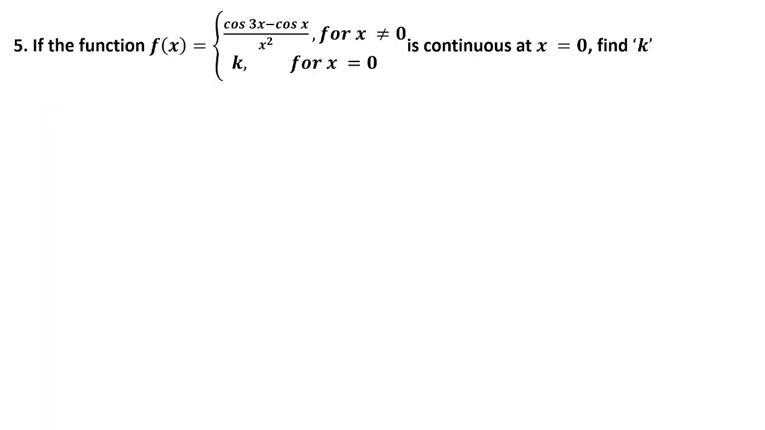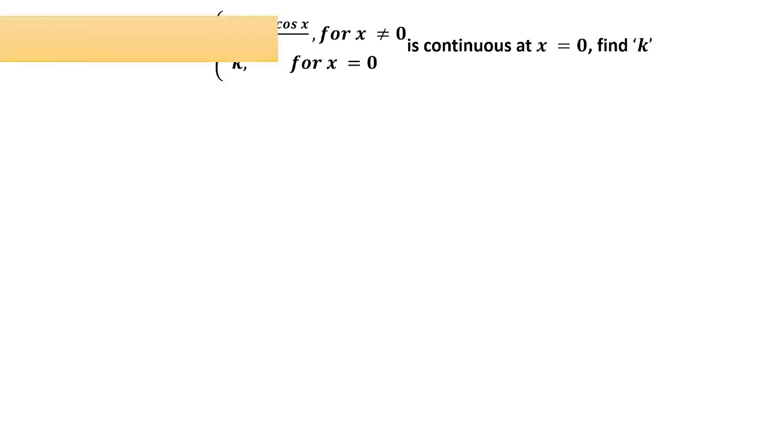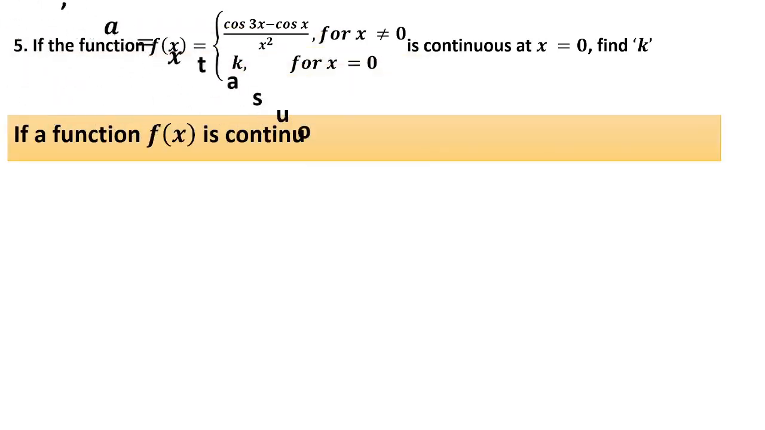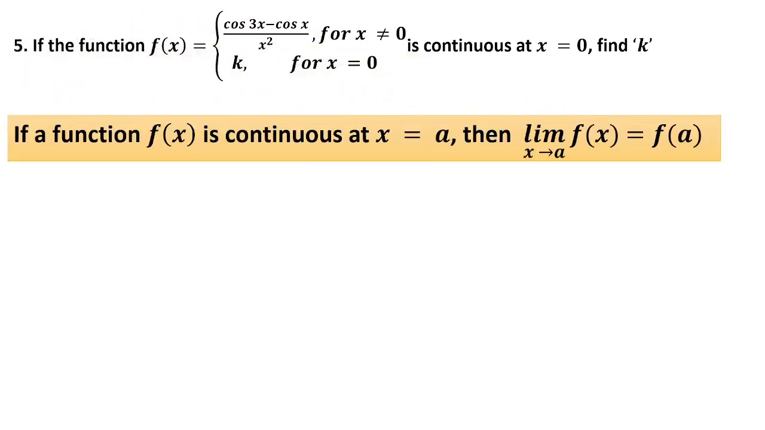Question number 5. You have been given that the function is continuous. You have to find the value of k. You might have seen the same type of question in 1 mark also. If it comes in 2 and 3 marks, the only difference is very simple. The limit calculation will be a bit lengthy, that's all. Let us go for the condition. If it is continuous, then limit value is equal to functional value.